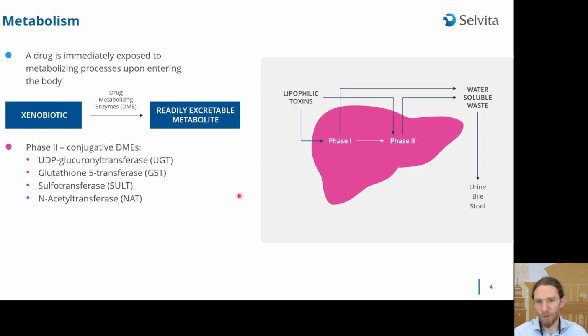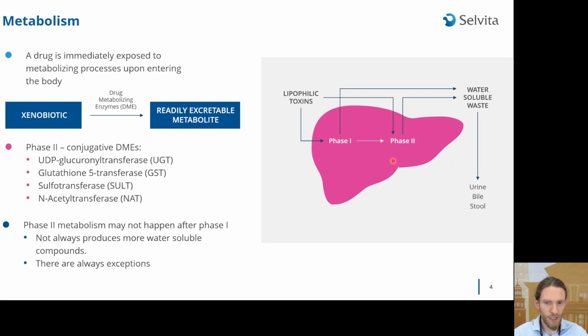Previously, we described that the process of metabolism is meant to turn a xenobiotic into a readily excretable metabolite through the action of different drug metabolizing enzymes. So we have this lipophilic toxin, and through the phase 1 or phase 2 metabolizing processes, this is being turned to a water-soluble waste being excreted with urine, bile, or stool.